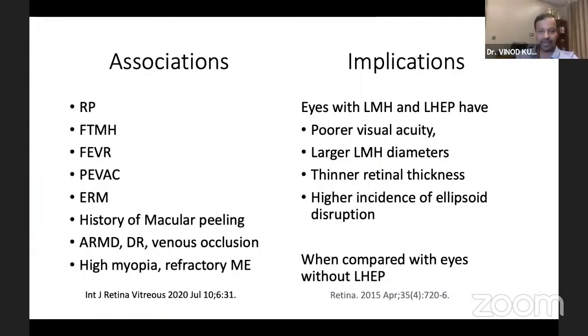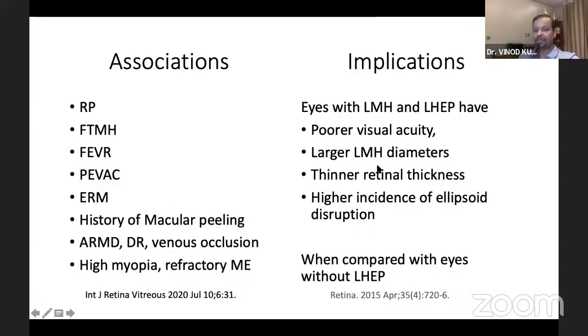Now, as I mentioned, they were earlier described in association with lamellar holes, but of late they have been described in a variety of conditions, including FEVR, PVEC, even associated with normal ERMs. Sadda et al. recently reported that they can be seen in other conditions, including ARMD, diabetic retinopathy, venous occlusions. And one very important condition they noted, that the patients who have a history of macular peeling also showed some amount of LHAP.